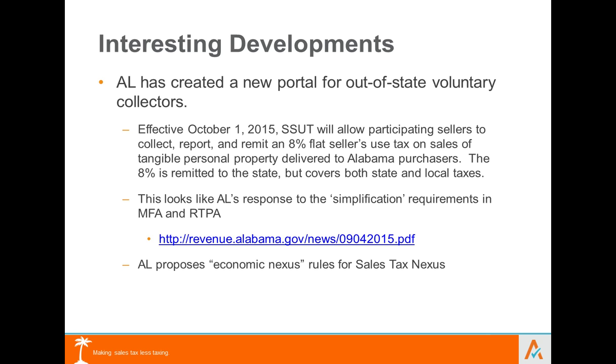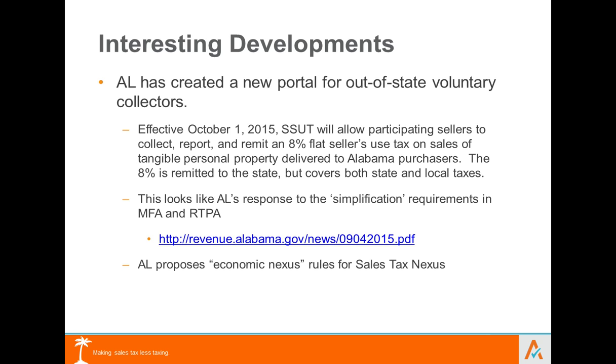Big picture, here's what I want you guys to know. This is a response to potential federal rules. This is Alabama jumping the gun. This is the sort of thing that all the states are going to have to do in one form or another in order to take advantage of a Marketplace Fairness Act type of proposed law that may or may not become law, right? It may not become law of the land.